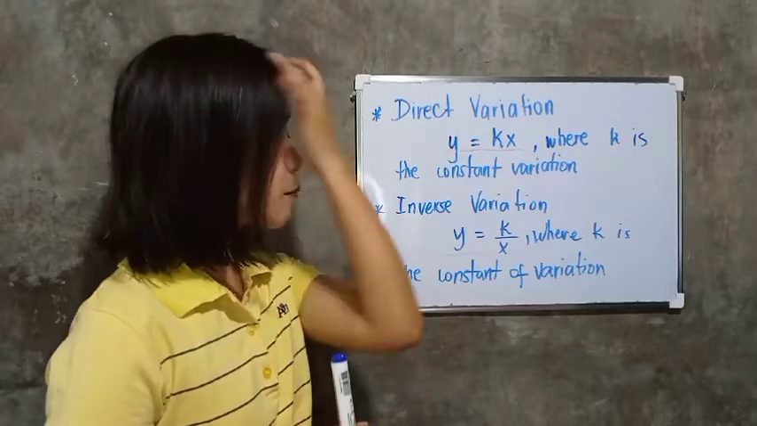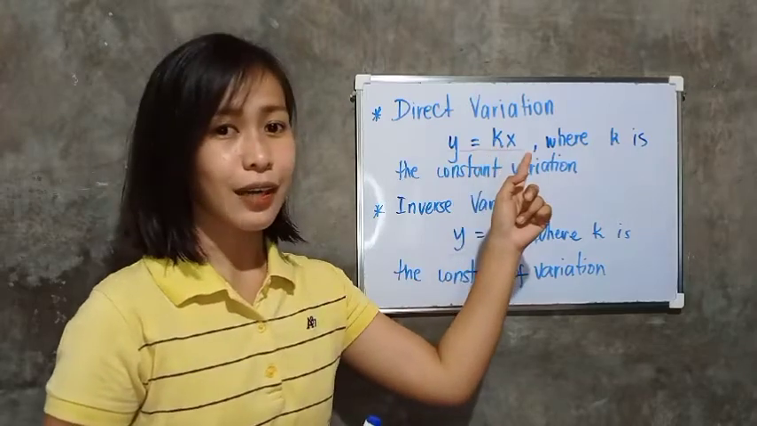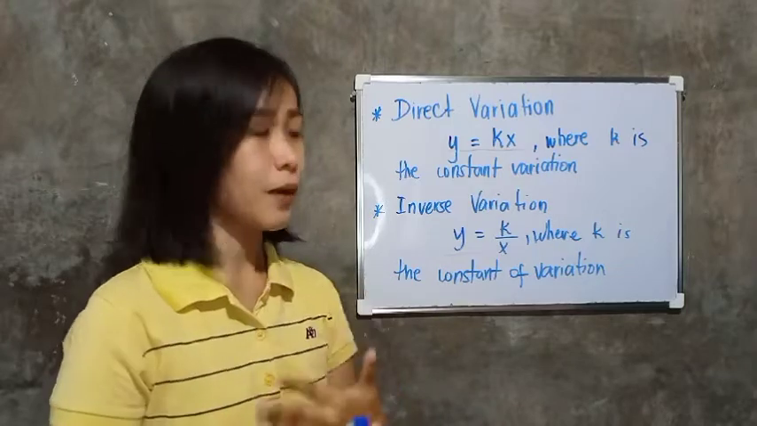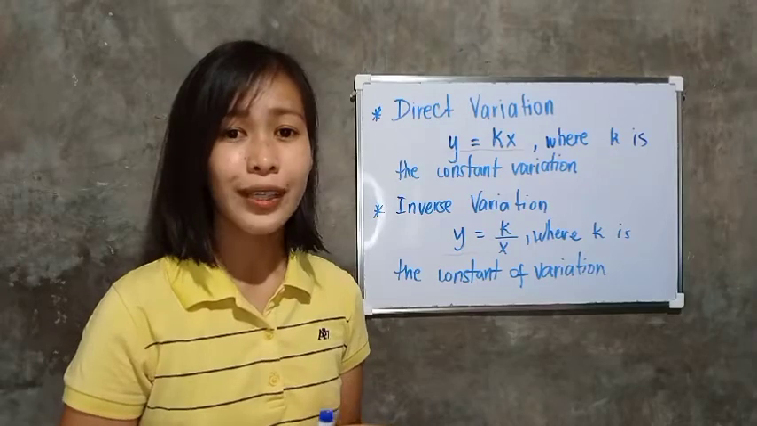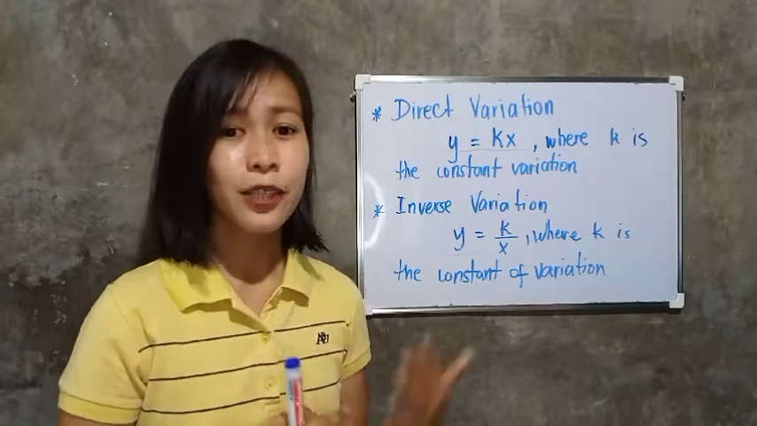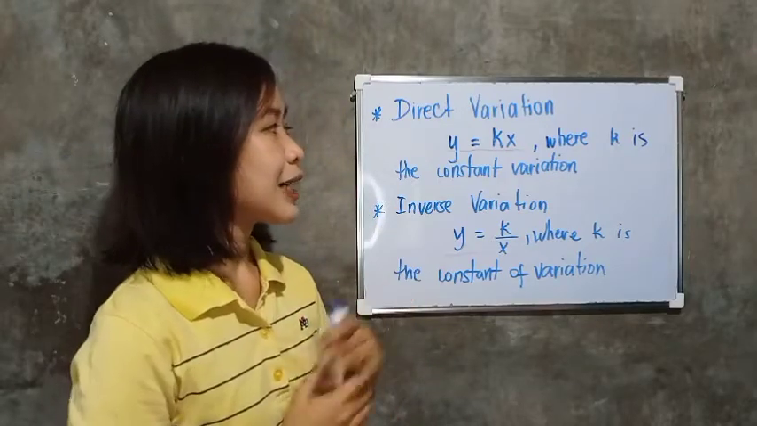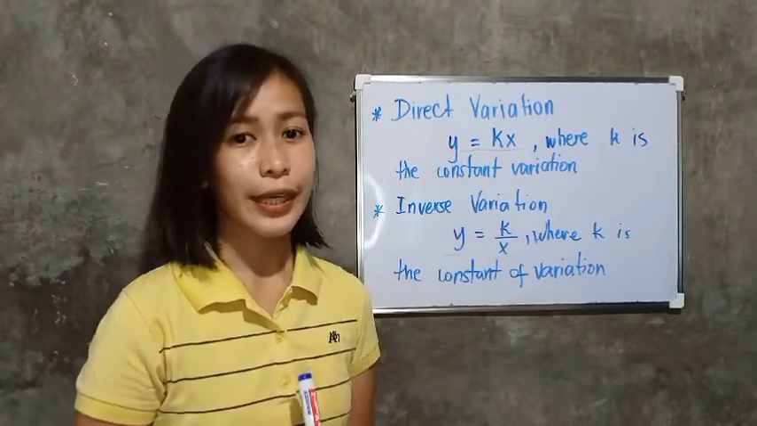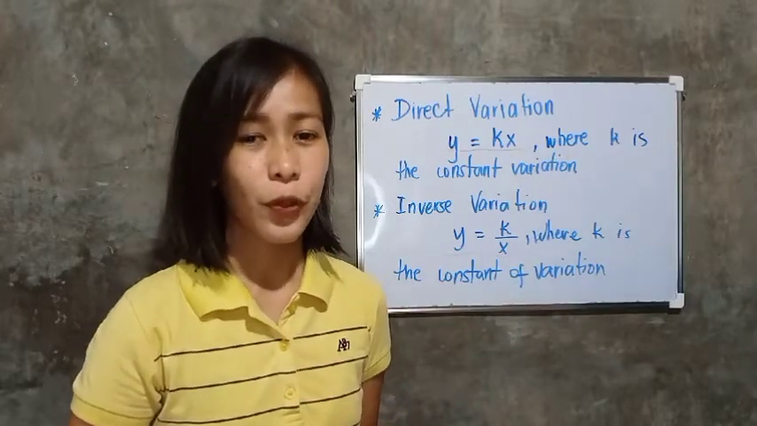So, in direct variation, meron tayong formula which is y is equal to kx. Okay? Or y varies directly as x. Parang ganun mo siya babasahin. Wherein k is the constant variation or the constant of proportionality. Okay? So, this lesson pala is for grade 9. Ayan. So, yun na nga, ito na yung susundan nating pinaka-formula ni direct variation. Y is equal to kx. Tandaan, si k is the constant of variation or constant of proportionality.